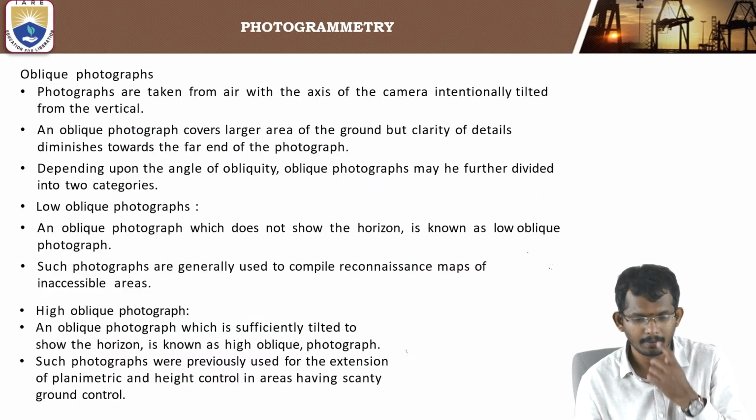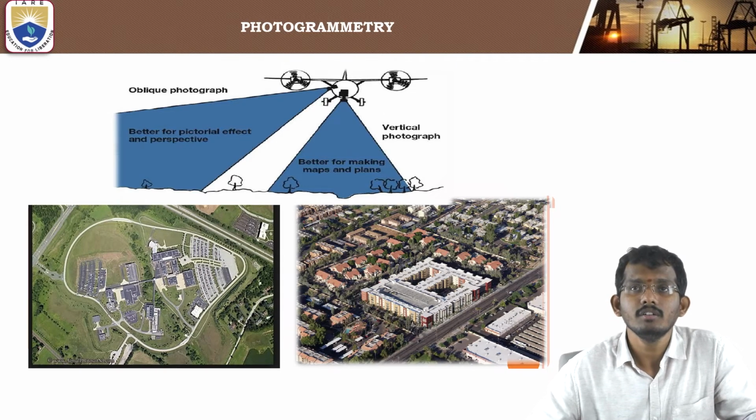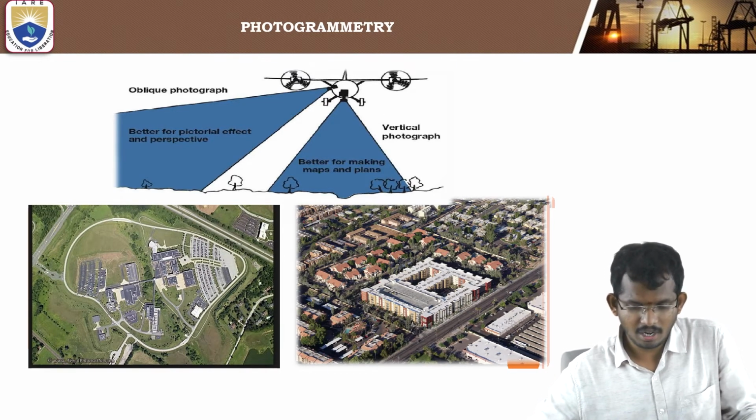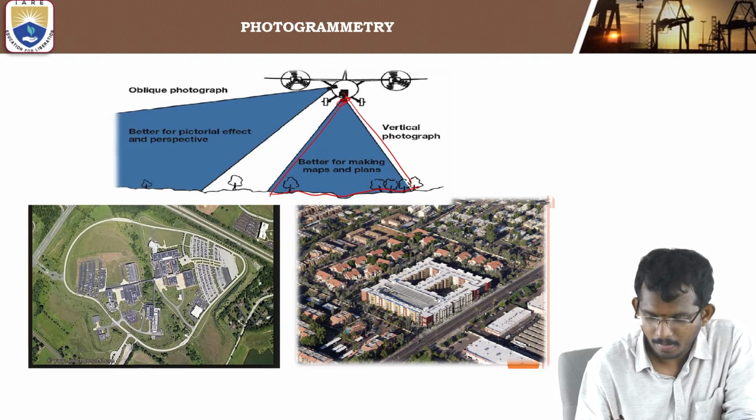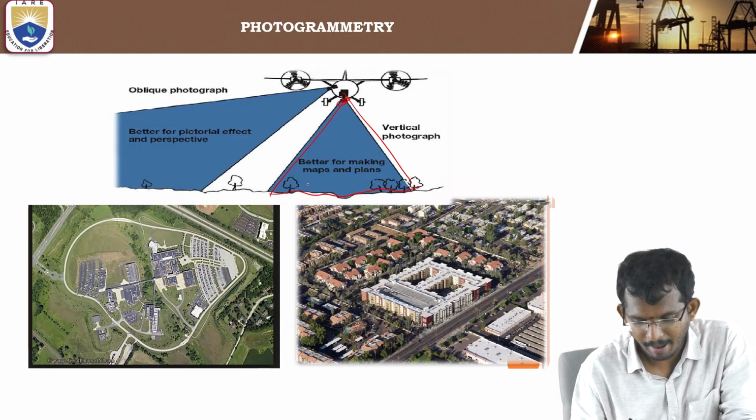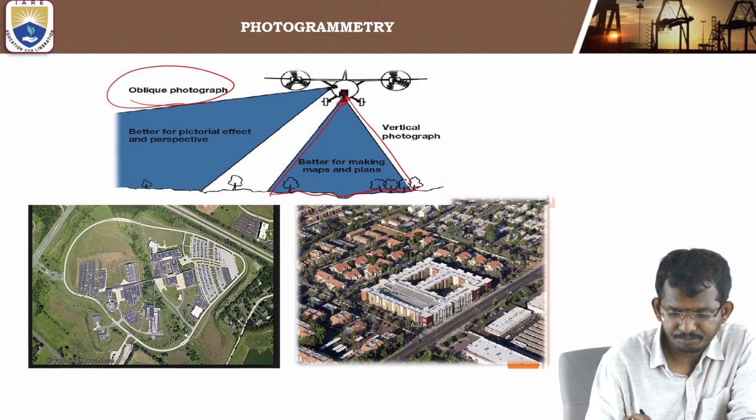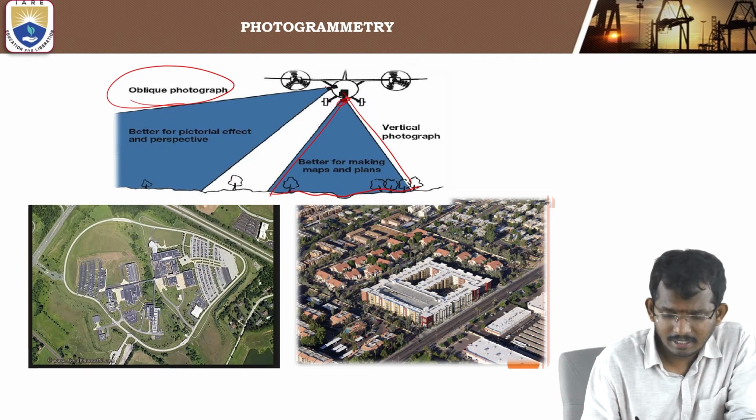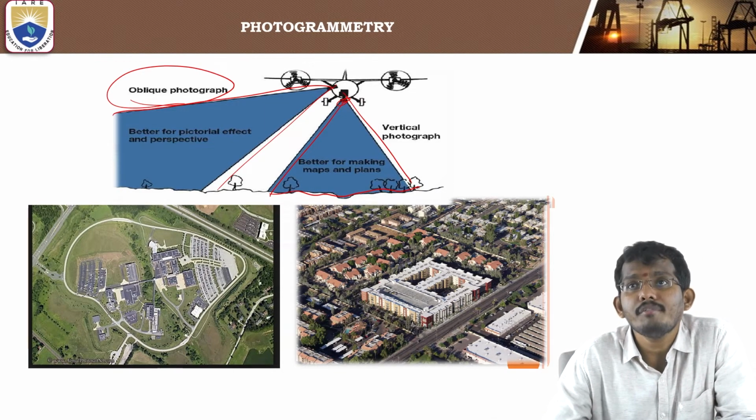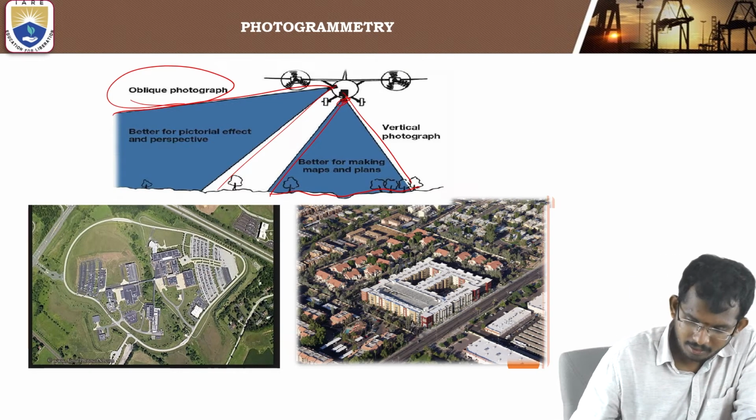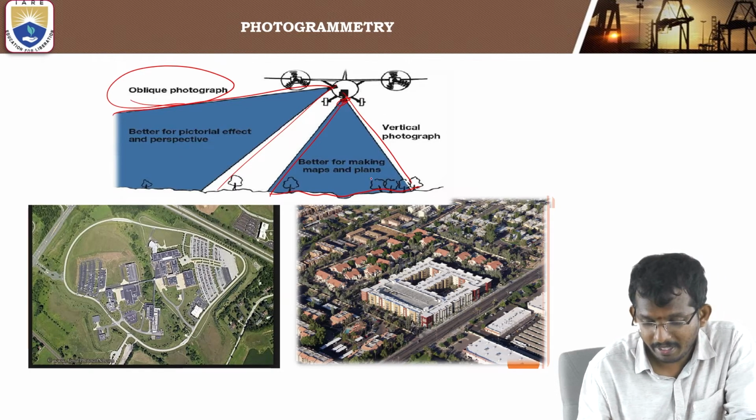Now you can see the images for high oblique, low oblique and vertical photographs. This is a vertical photograph where the camera is placed at the bottom of the aircraft. A vertical photograph is better for making maps and plans. This is a high oblique photograph, and high and low. For an oblique photograph, the camera is placed at the sides of the aircraft, not at the bottom. If you place it at the bottom, it is called a vertical photograph. Oblique photographs are better for pictorial effects and perspective.